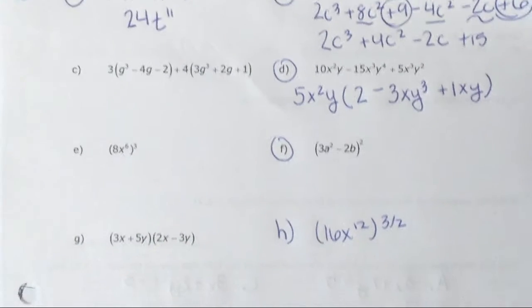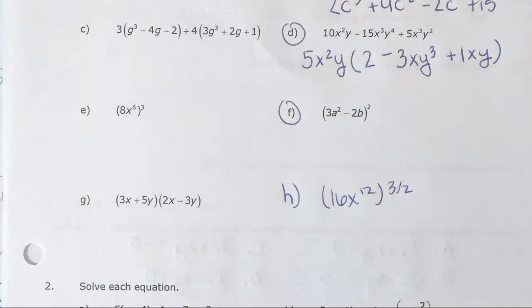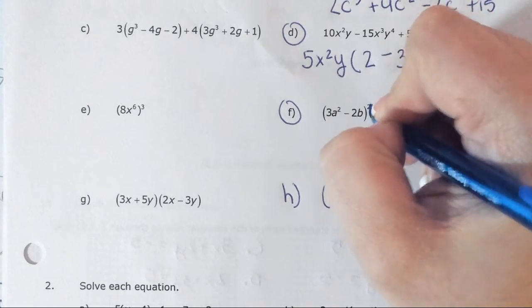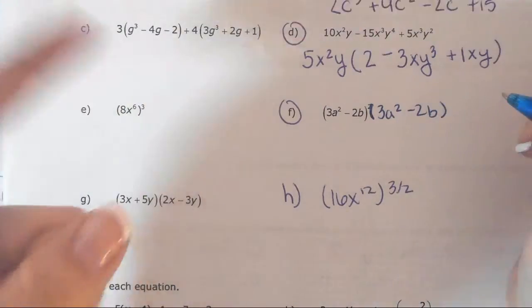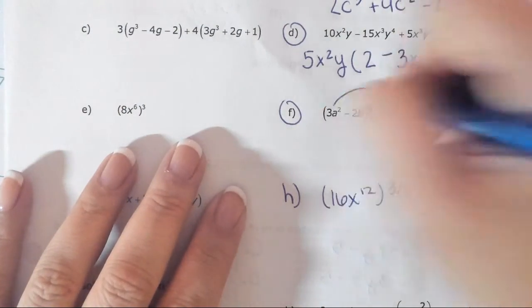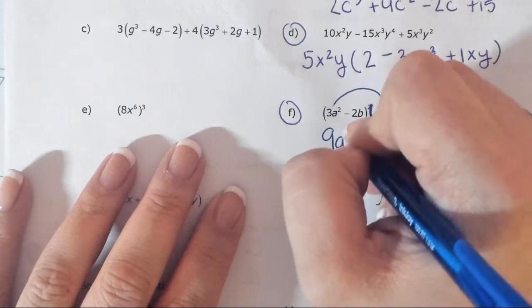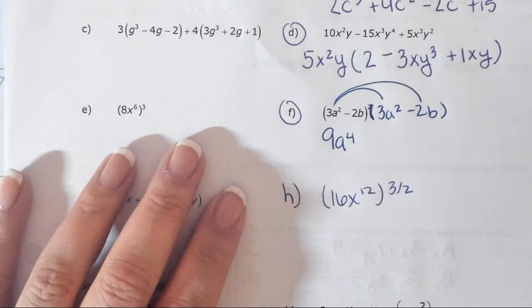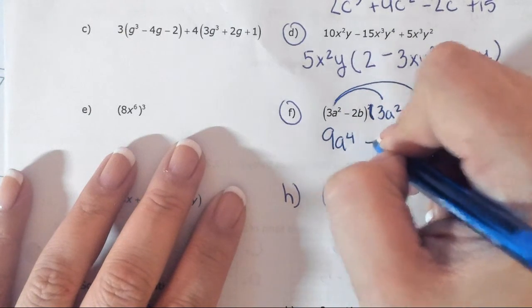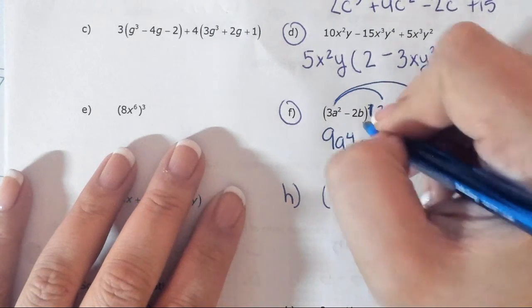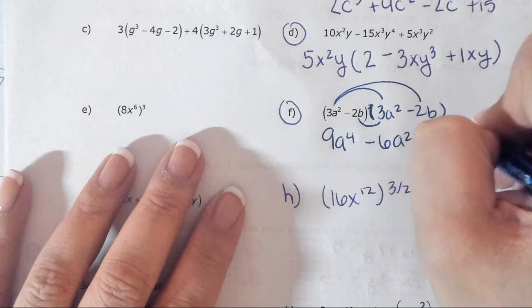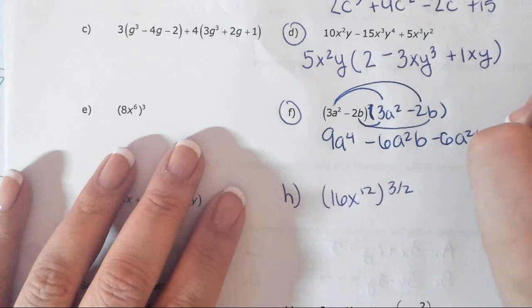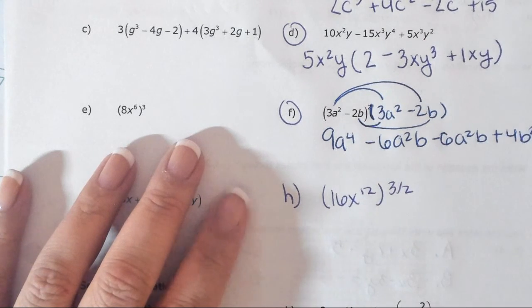Okay. All right, the thing to remember about problems like F is the fact that it's squared, which means there are 2 of the same parentheses. It does not mean just to square what's there. It means that we have to FOIL itself by itself. So 3a squared times 3a squared gives me 9a to the 4th. 3a squared times negative 2b gives me a negative 6a squared b. Negative 2b times 3a squared gives me negative 6a squared b. And negative 2b times negative 2b gives me a positive 4b squared.